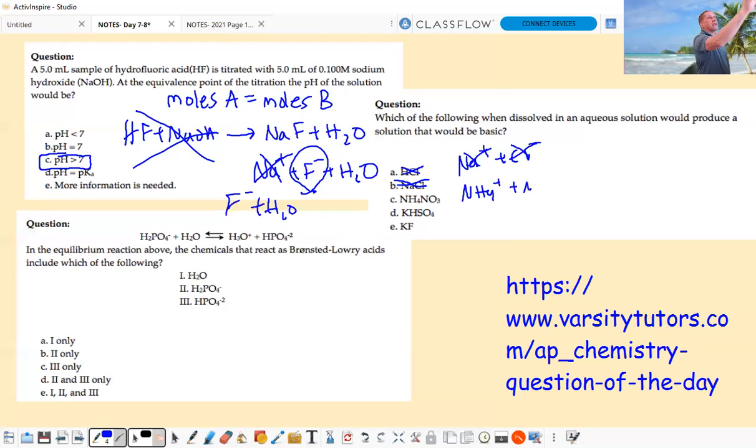NH4 plus and NO3 minus. This is the base from the strong acid. This is the acid from the weak base. So this is the one that affects the pH. So that would be acidic.